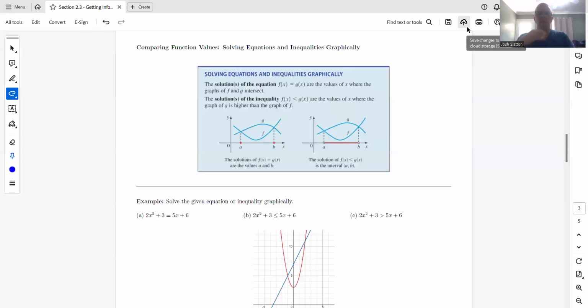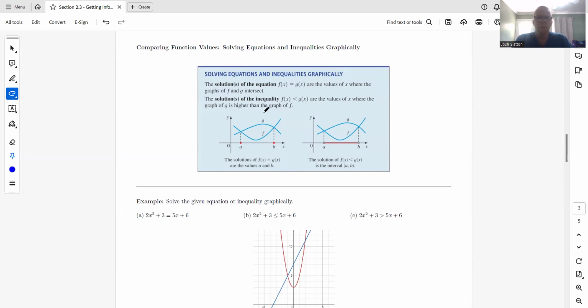Okay, so for this one, we're going to look at solving equations and inequalities graphically. And again, you may have seen this before, probably in algebra, when you solve systems of linear equations. Sometimes you do that graphically, and the way you do that is where do the two lines intersect? So where the two lines intersect, that's the solution to that system. So here we're not really looking at systems; we're just looking at two functions and trying to figure out where they are equal, where one is greater than the other, or vice versa.